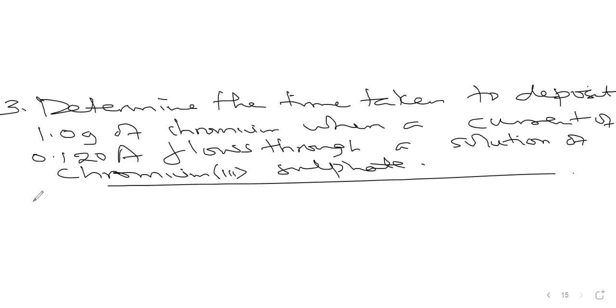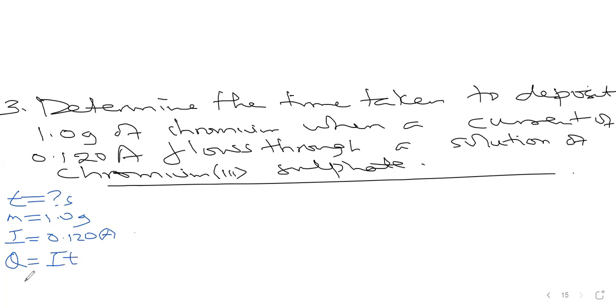What do we do? The question wants us to get time in seconds. We are given the mass of chromium in grams, and we are given the current at 0.120 amperes. How do we get the time? We should know that time is got from this expression, Q = IT, so time will be Q over I. So you have the I, but you have no Q. How do you get Q? Faraday's second law.